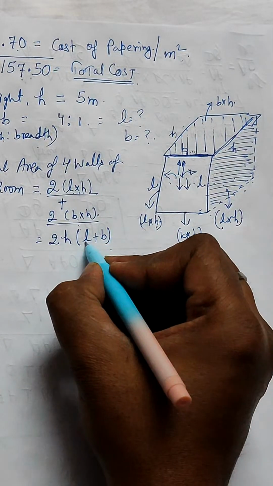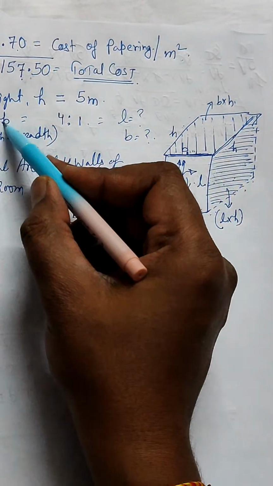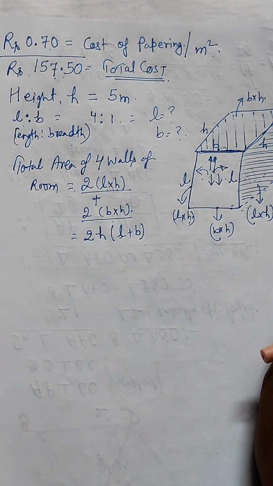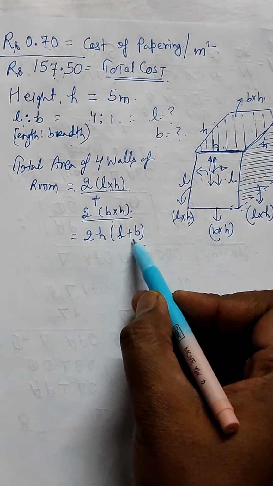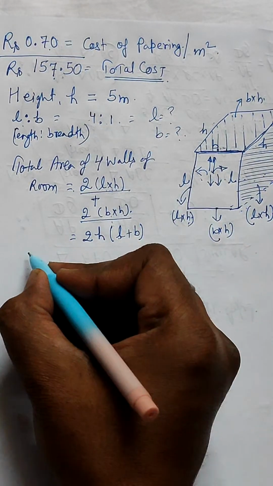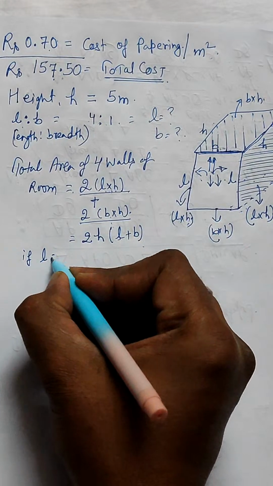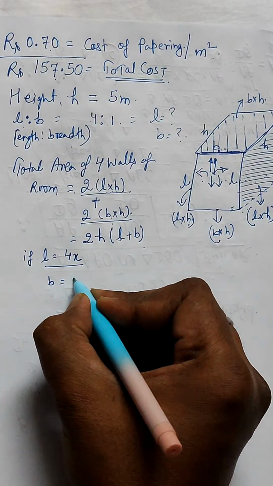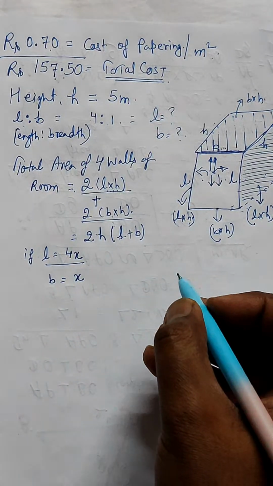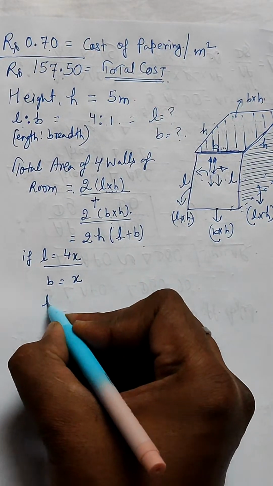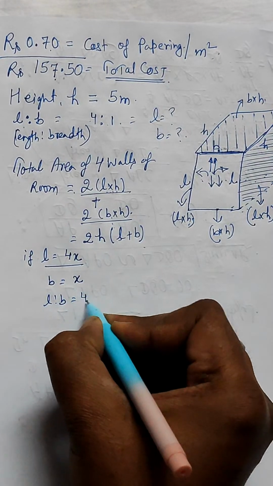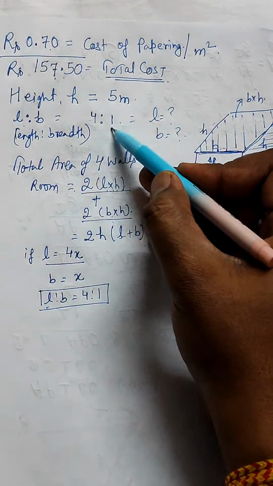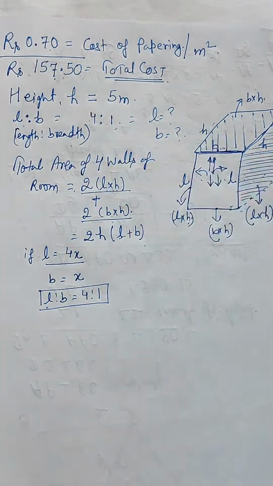Now if L and B are in the ratio 4 is to 1, so if L is 4x, then B will be x, right? Because L is to B is in the ratio of 4 is to 1. This is given in the question. Here you can see, right?